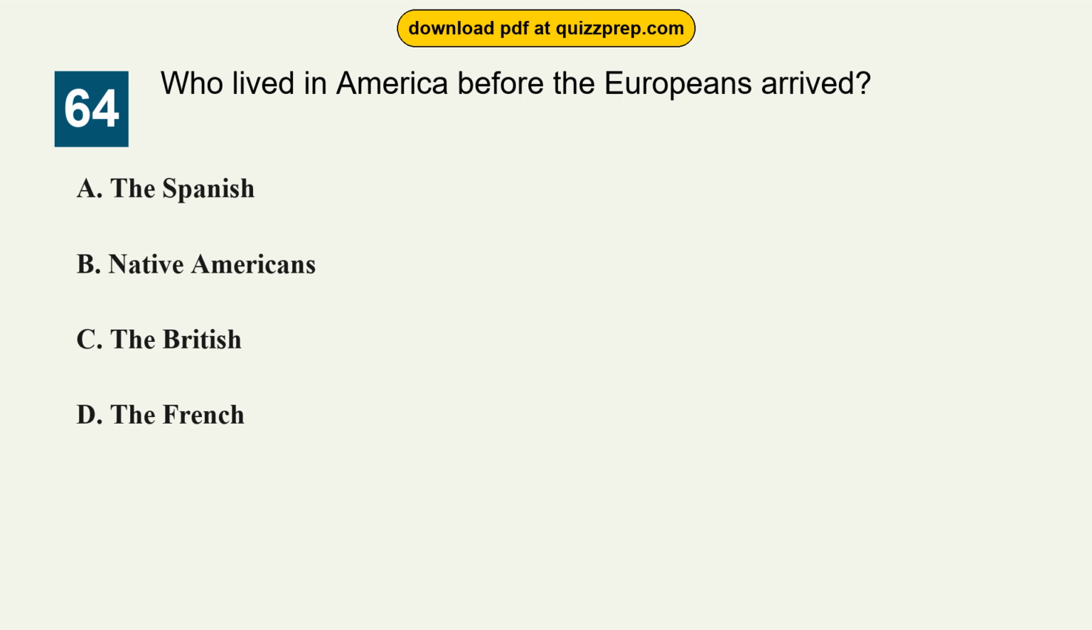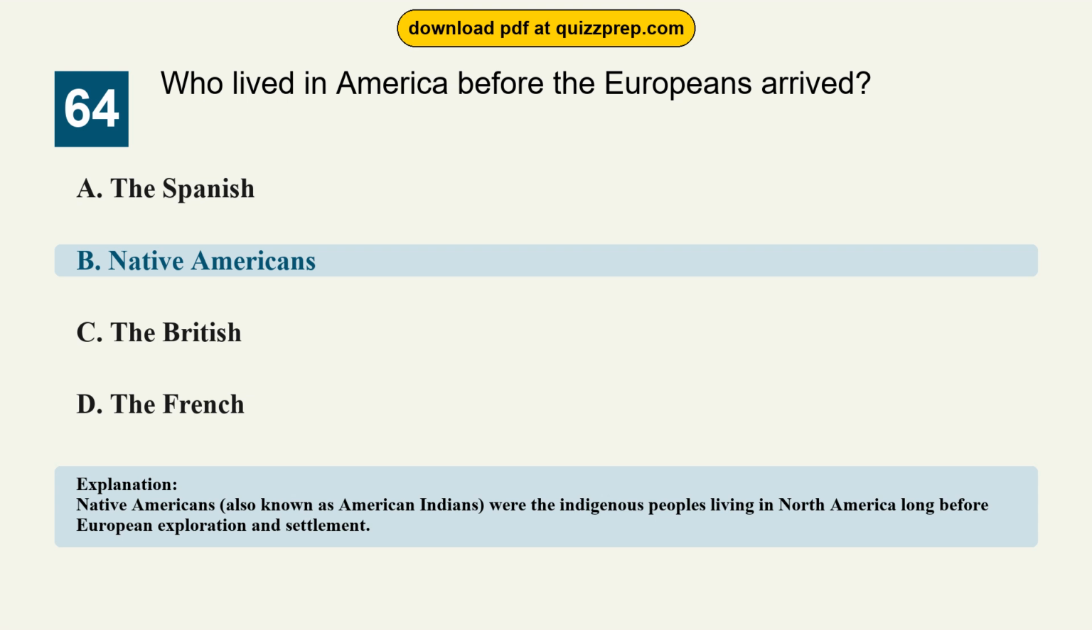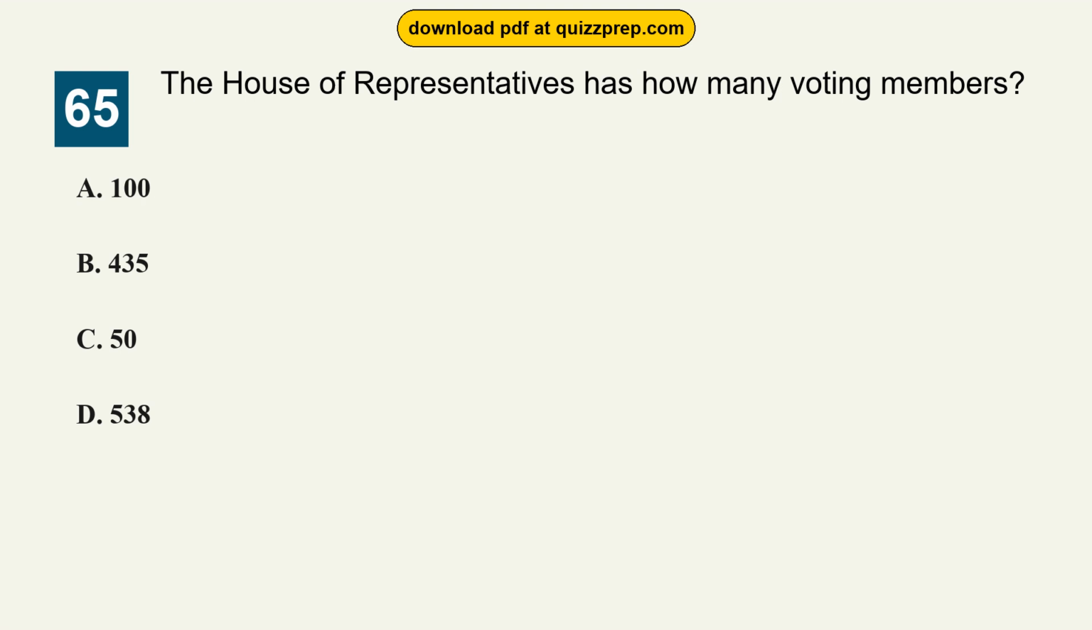Option A, the Spanish. Option B, Native Americans. Option C, the British. Option D, the French. The correct answer is option B, Native Americans. Native Americans, also known as American Indians, were the indigenous peoples living in North America long before European exploration and settlement.